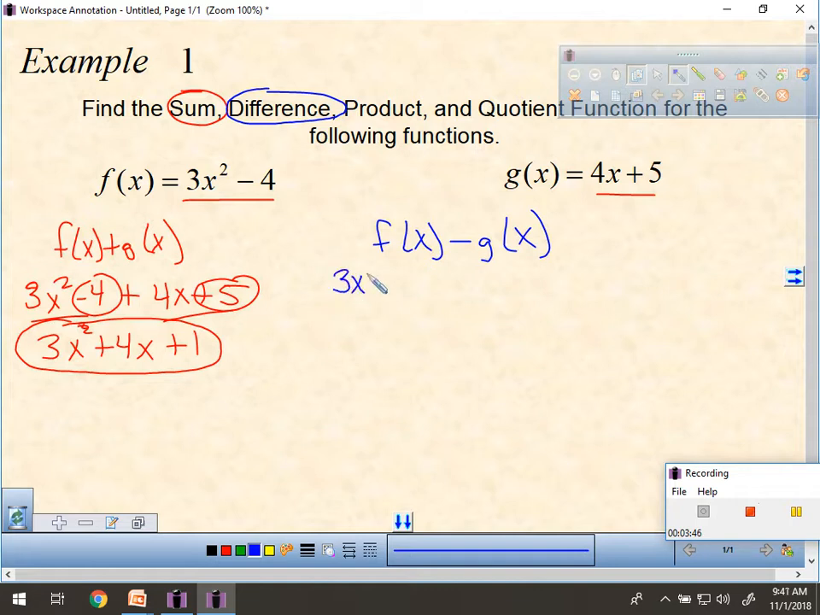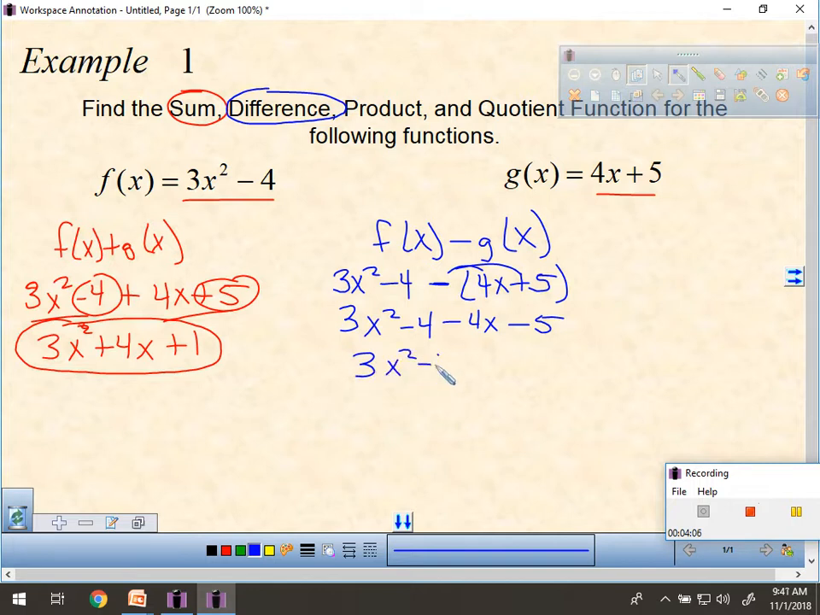But here's the most common mistake. Just remember, when you're subtracting a polynomial, you always got to remember to change your what? Yeah. So guys, make sure when you subtract that second function, that positive 4x becomes a negative 4x, that positive 5 becomes a negative 5. But then you treat it the same way.